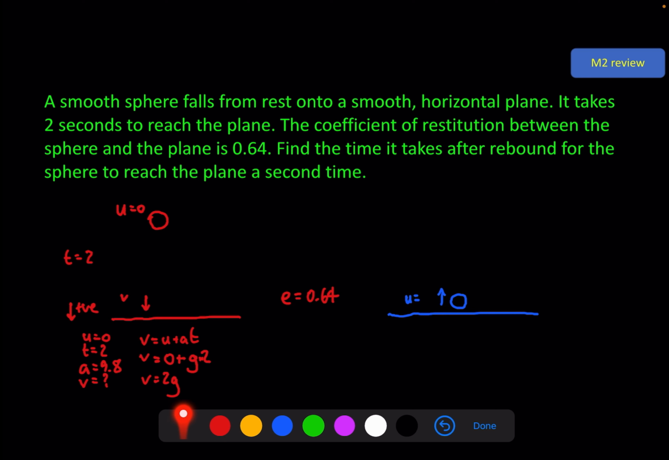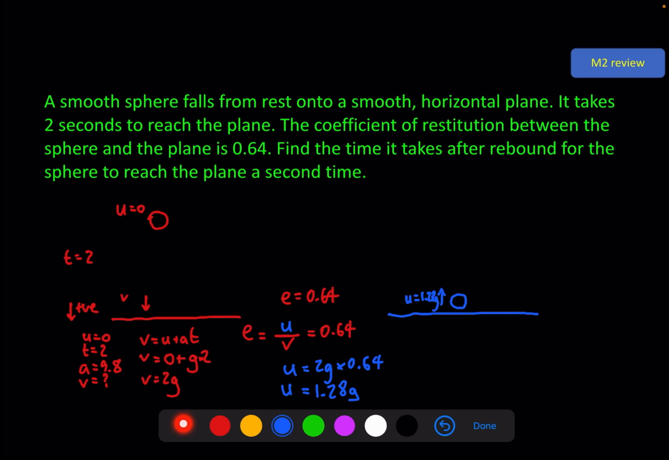So to find this speed here, I'm going to need the ratio for e, where the speed of separation, which is u in blue, is divided by the speed of approach, which is the v in red. This is e, and this has to equal 0.64. And we know v in red is 2g, so u in blue is equal to 2g times 0.64, which is 1.28g meters per second for u, the initial speed immediately after the impact where the ball is starting to come back up. So that's 1.28g.